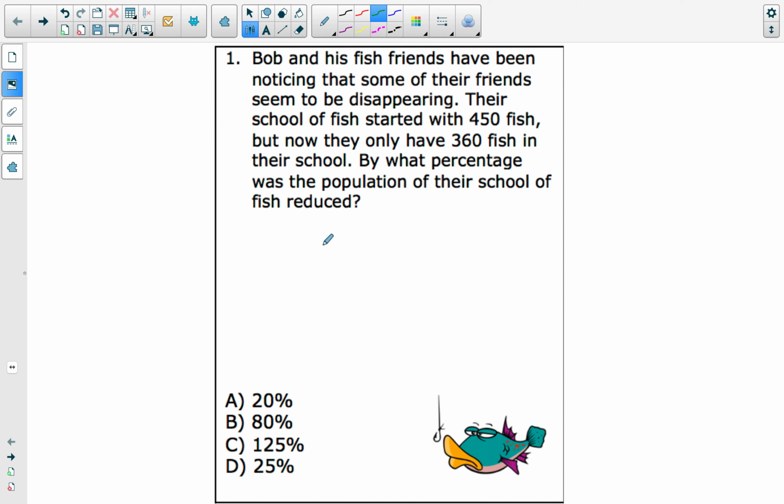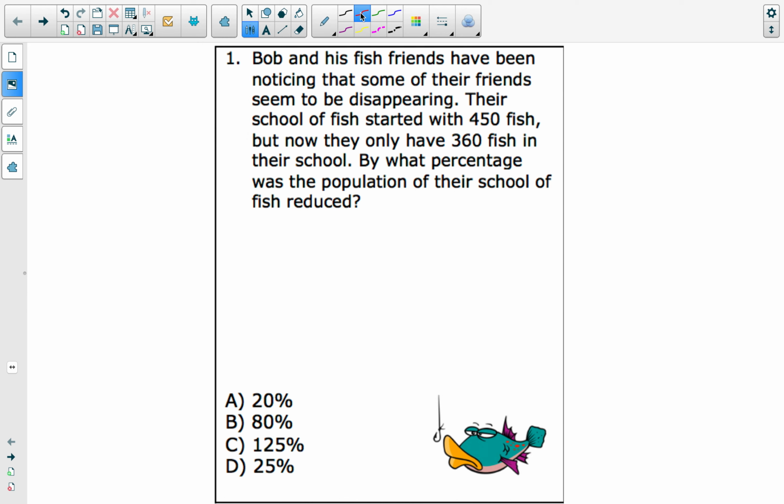All right, ladies and gentlemen, we're figuring out changes in percentages, and now we have a problem that we are going to work out. So let's take a look. Bob and his fish friends have been noticing that some of their friends seem to be disappearing. Their school of fish started with 450 fish, but now they only have 360 fish in their school. By what percentage was the population of their school of fish reduced?